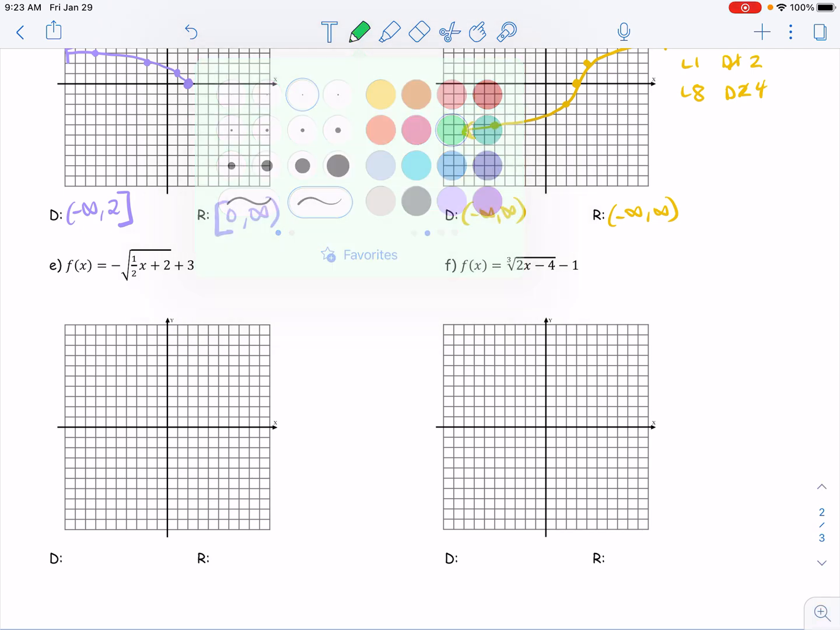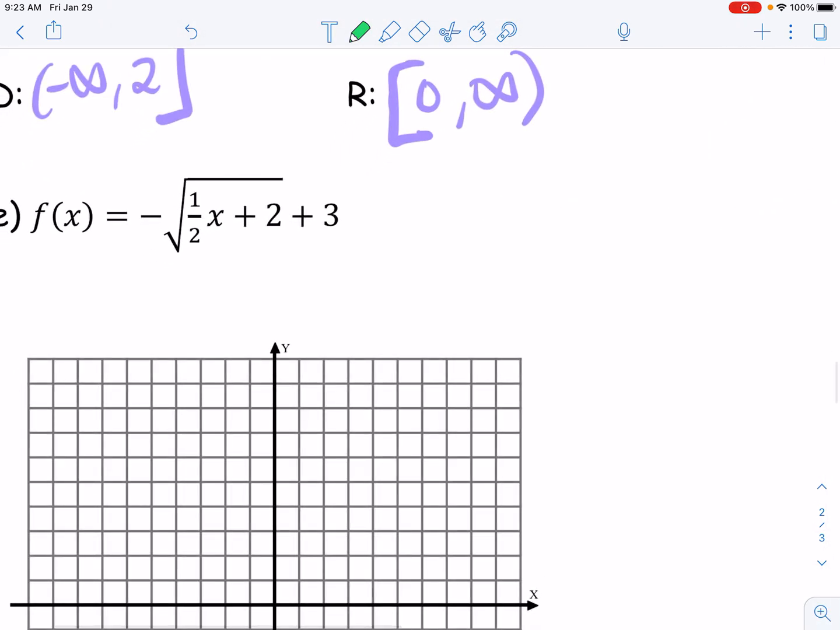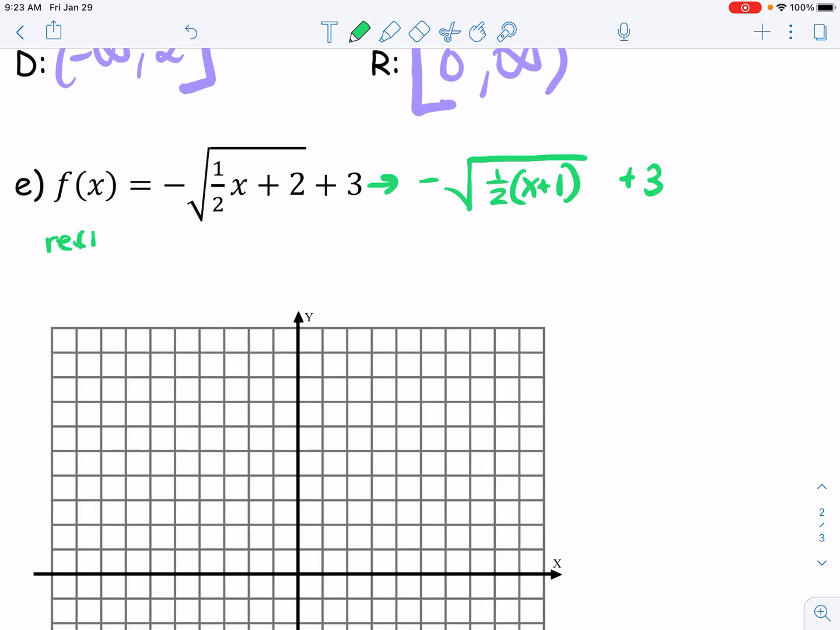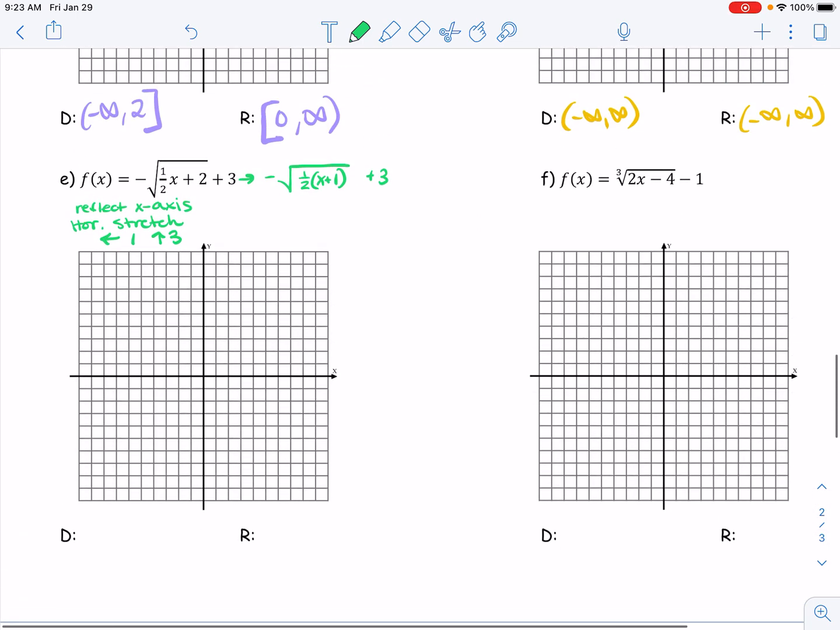E, definitely want to factor something out there. So this is now really negative square root of 1/2, open parentheses, x plus 1. And then I still have my plus 3 on the outside. So this means I am reflecting over the x-axis. I am horizontally stretching. I'm going to the left 1 and up 3. So left 1 up 3.